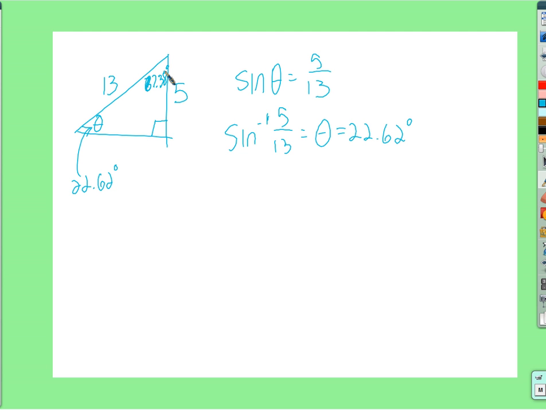How about the side? How would you find the side? Well, it's going to be less than 13 and greater than 5. Yes, we do know that. A squared plus B squared equals C squared. We call this A, and A squared plus B squared equals C squared. So A squared equals 169 minus 25, and A equals the square root of all of this.